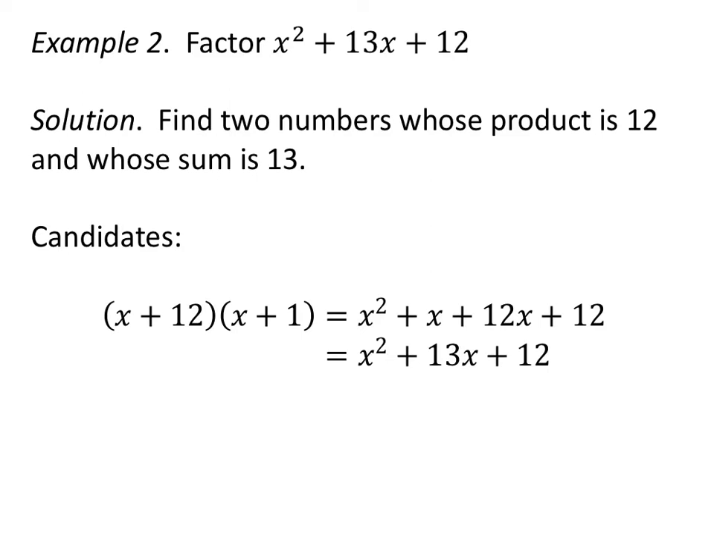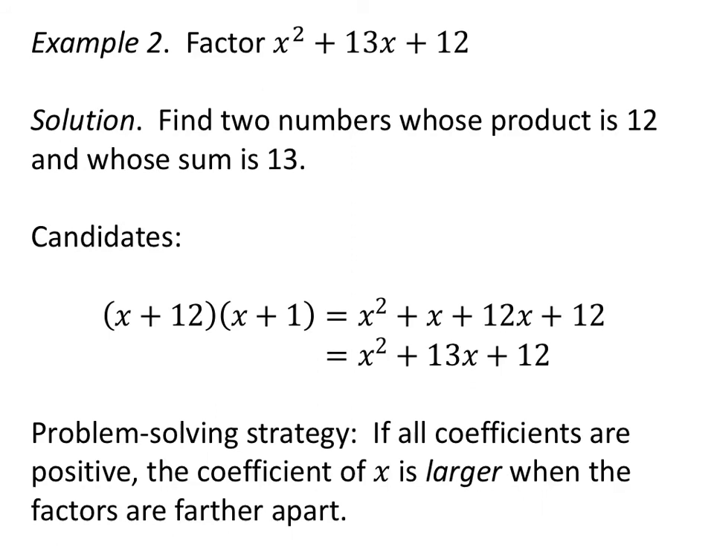If you think about the previous example and compare it to this one, if all the coefficients are positive, so that's the types we've been dealing with, the coefficient of x, that in this case is 13, is larger when the factors are farther apart. So our factors were pretty far apart, right? 12 and 1. That's going to make this middle term much larger.